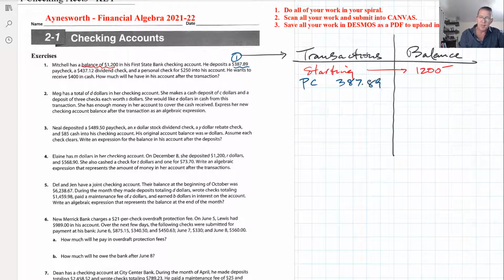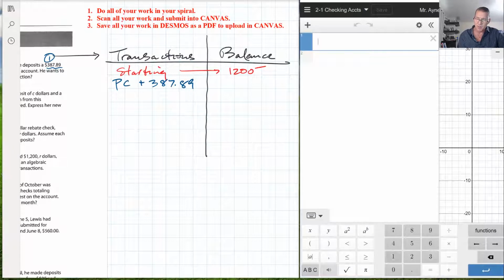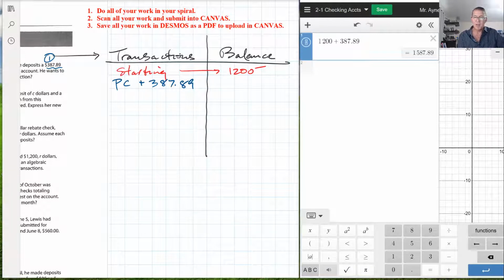$387.89. Now it's a deposit, so I'm going to put a plus sign here. So let's go to Desmos here and let's keep track of our balance. Simply enter 1,200, and add 387 and 89 cents. Notice that Desmos automatically gives you the current balance. Now we're up to $1,587.89. No big deal there.